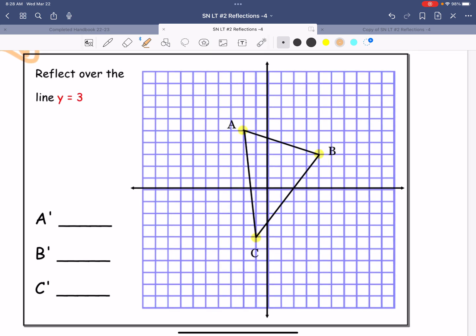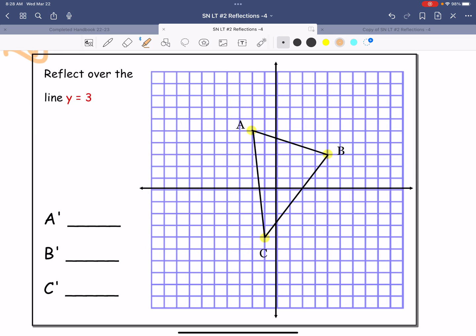Reflect over the line y equals 3. So we have this little saying, HOVUX. I like it because H stands for horizontal line, and we know that a horizontal line goes from left to right. The slope of a horizontal line is 0, and the equation is y equals a number. So this equation, y equals 3, will be a horizontal line.